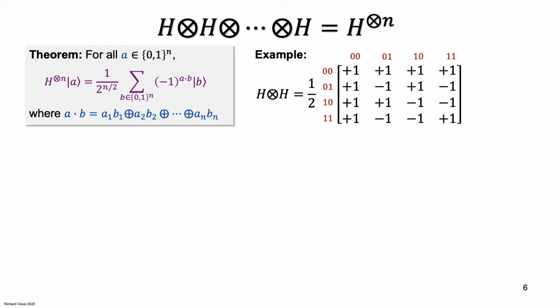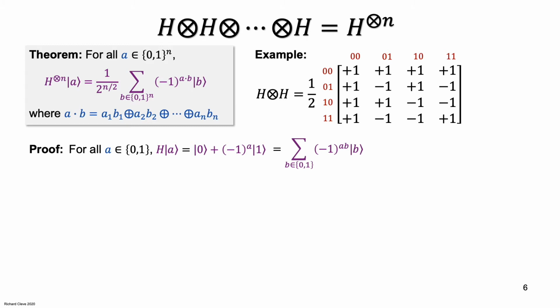Now let's prove the theorem. It will be an easy proof. For a single qubit in state ket A, applying H yields the plus state or the minus state. And that can be written succinctly like this. We can write this even more succinctly as a sum, like so.